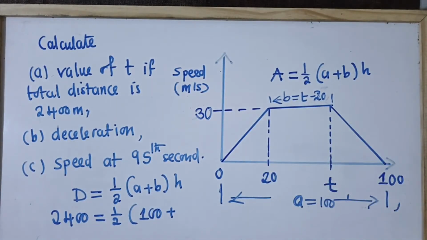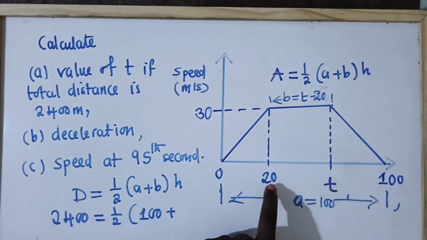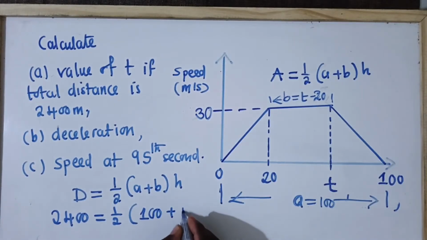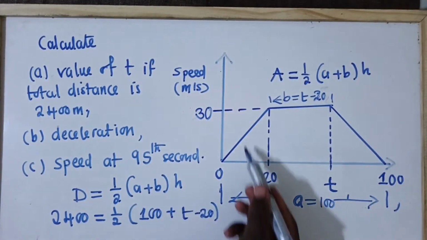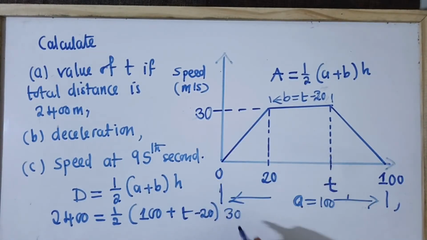Now we don't know the value of t, so we'll just say this is t minus 20, and it's our B. So for B, it's t minus 20. And then for h, going upwards from here to here, it's 30. Just like that.